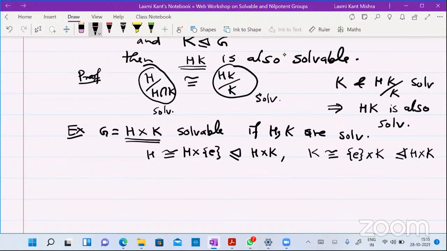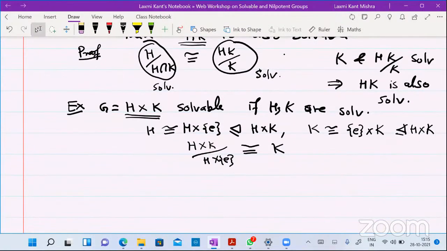And one more observation you can make, that is if we take the quotient group, the quotient group of this one is nothing but isomorphic to K. Okay, so using this we can say that H is given soluble, and its factor group is also solvable. So from here we can say H cross K is also solvable. Okay, is it correct? Are you understanding?